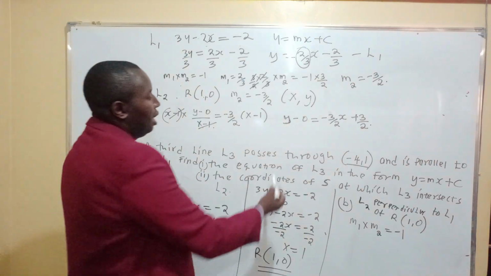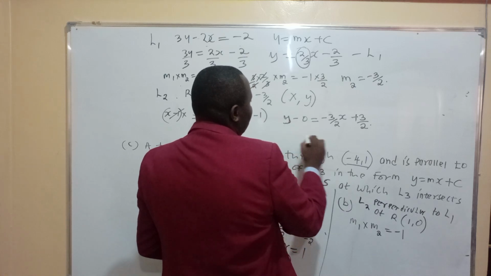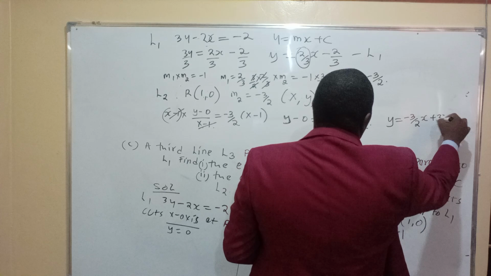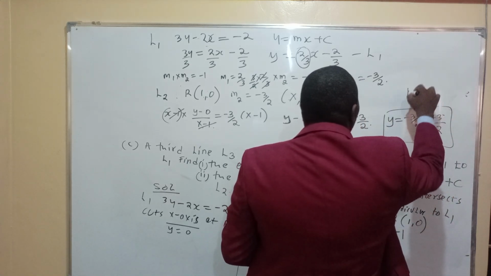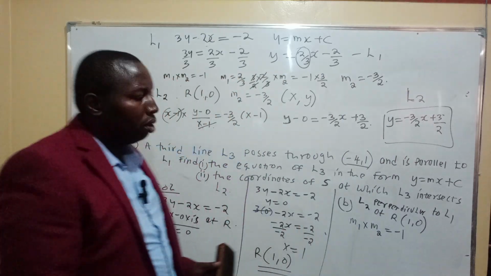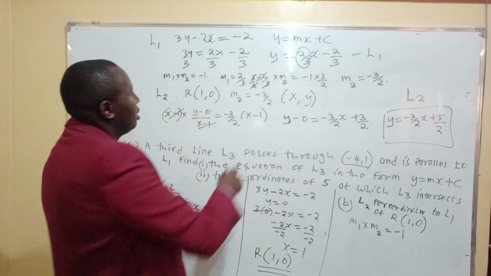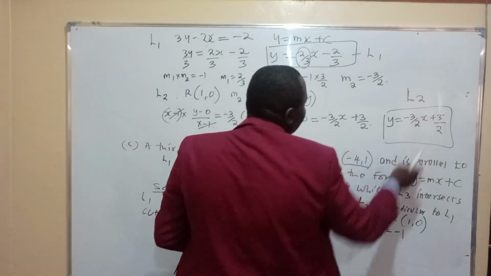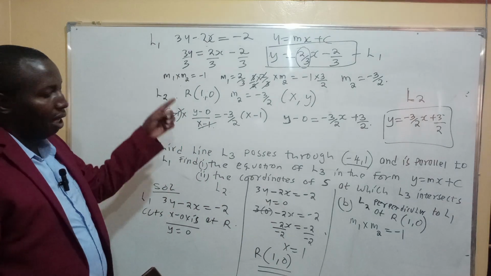Then y minus 0 is y. So therefore, y is equal to -3 over 2 x plus 3 over 2, and this is the equation of L2. So we already have L1 and this is our L2. We have done A and B.